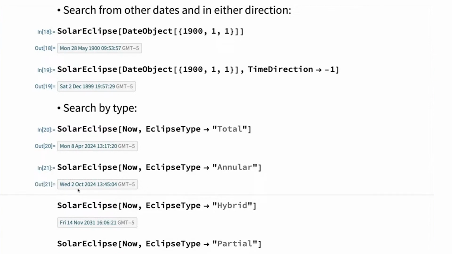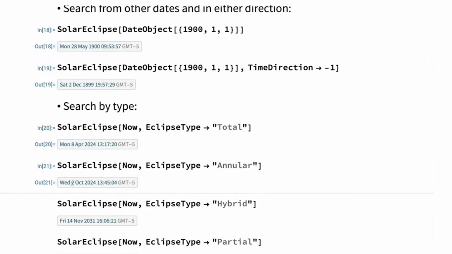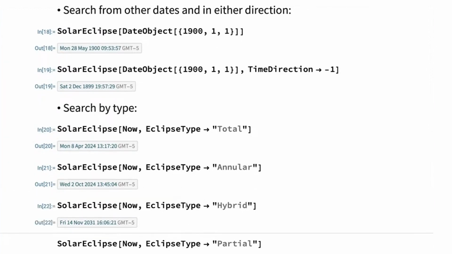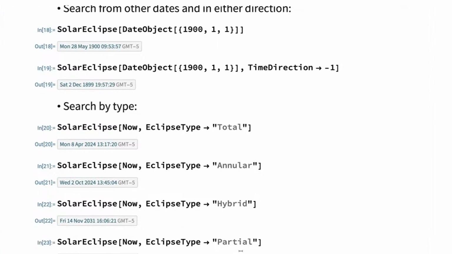As I said, every year there are 2 to 5 total eclipses. So that's another eclipse this year. So if we look for the next hybrid eclipse, we will find it in year 31. And if we look for the next partial eclipse, it will be in year 25.